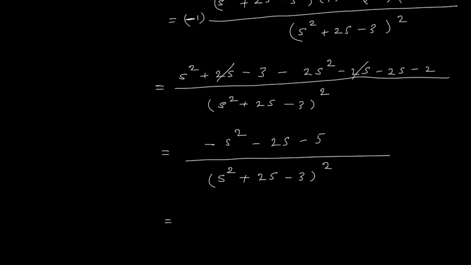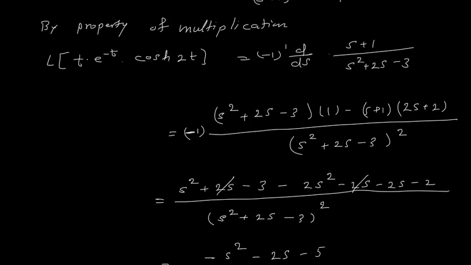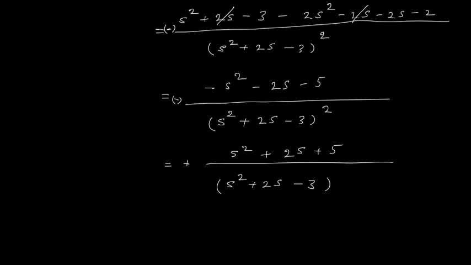Now I take the minus out, and since the initial minus 1 is also there, minus minus becomes plus, and it is s square plus 2s plus 5 upon (s square plus 2s minus 3) the whole square. That's it.